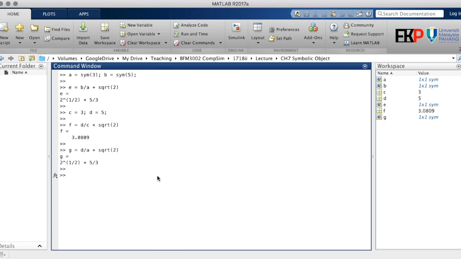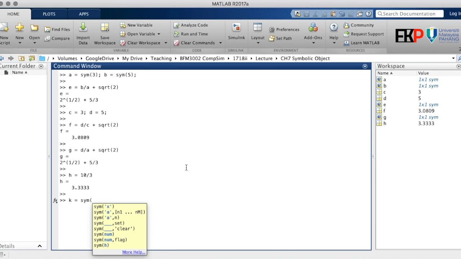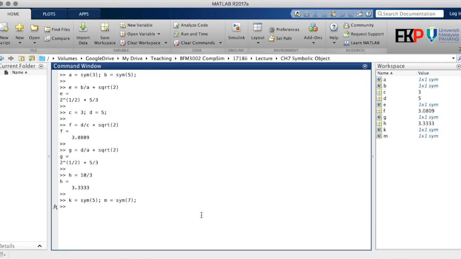Let's look at more examples. For example, we have H that is equal to 10 over 3. So MATLAB will display 3.333. Okay. And then we say that K is equal to symbolic of 5. K is a symbolic object that has a value of 5. And M is equal to a symbolic object that has a value of 7. Okay. Now we say that our expression P is equal to K over M plus H.